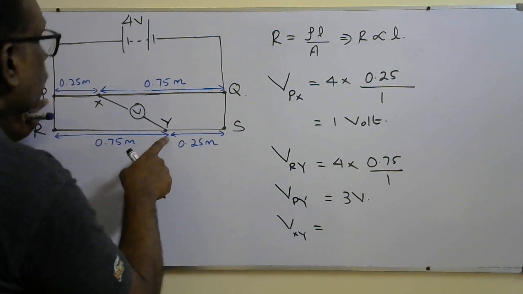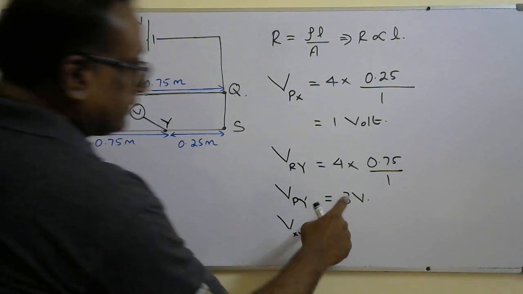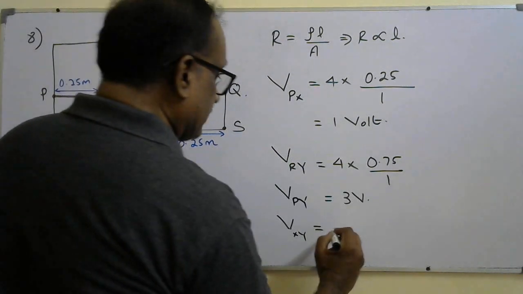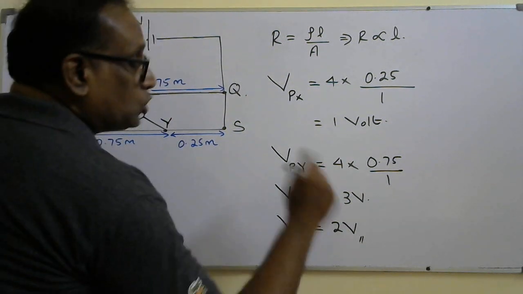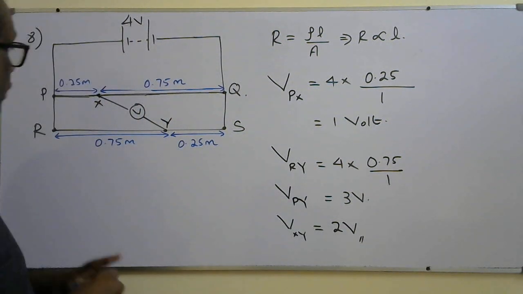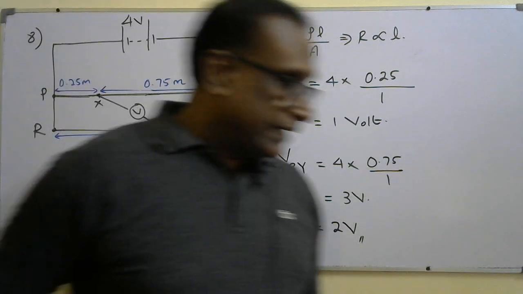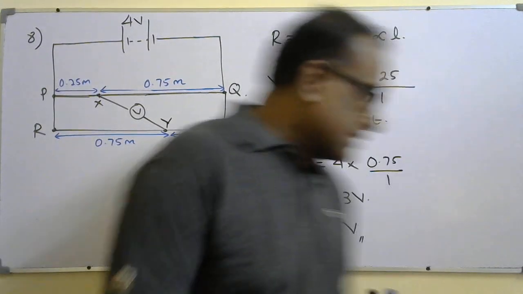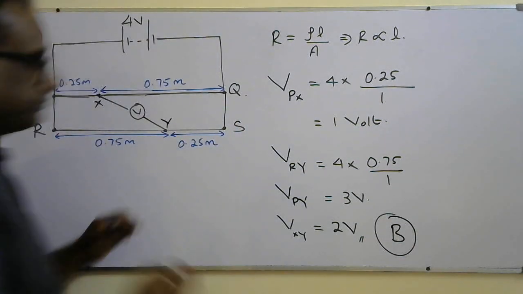Voltage across P and Y is 3 volt, means what's the voltage across X and Y? The difference between these two, that is 2 volt. Voltage across X and Y is 2 volt. The difference between the points, the voltage across X and Y, that will be the voltmeter reading. So correct answer B. That's the correct answer.